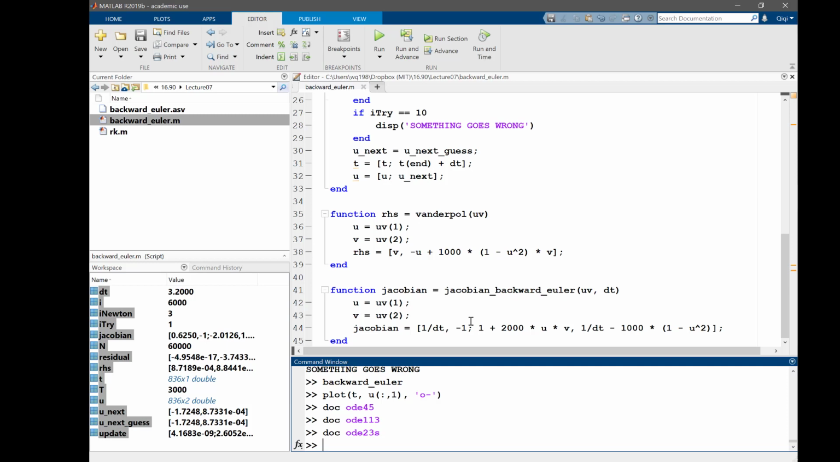And for any other package, if you use Julia or Python, there are similar schemes to use. The biggest distinction is usually that you have explicit time integration schemes and implicit ones, which are suitable for solving stiff systems.